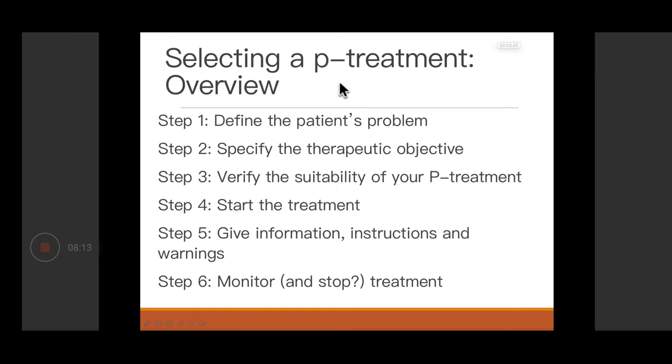So let me talk about the chronology of P treatment. Define the patient's problem, specify the therapeutic objective, verify the suitability of your P treatment, start the treatment, give information and instructions, and monitor. See, your story does not stop at prescribing. This is what most prescribers do. You have to give the right information, right instructions, and monitor. You cannot stop there; you have to see how your medicine works on the patient, how your prescription works.